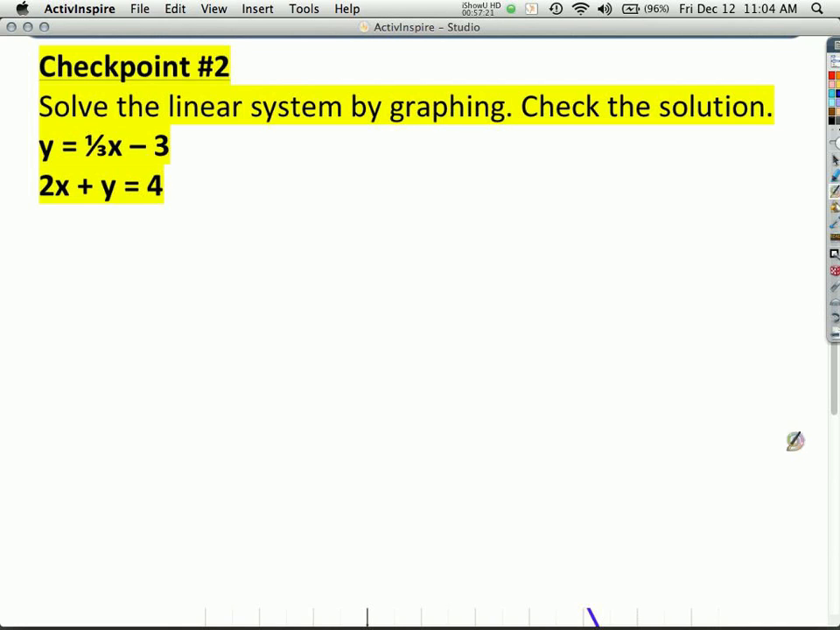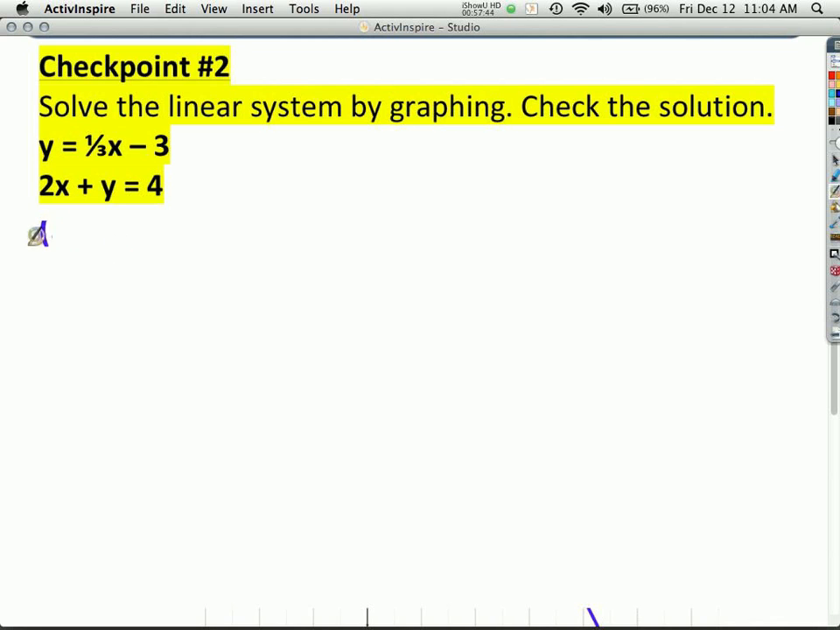I got student number 17, 13, 14, and 5. Student number 17, what'd you get? 3, comma, negative 2. Okay, student number 13, what'd you get? 0. Okay, student number 14, what did you get? 3, -2. Okay, student number 5, what did you get? 3, -2. Okay, well, one person disagreed.